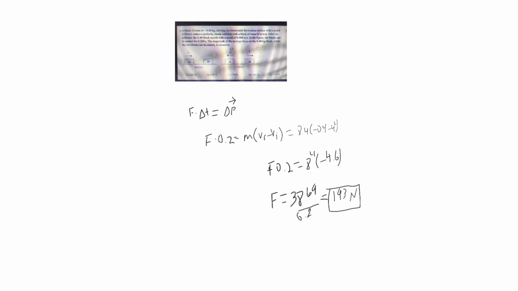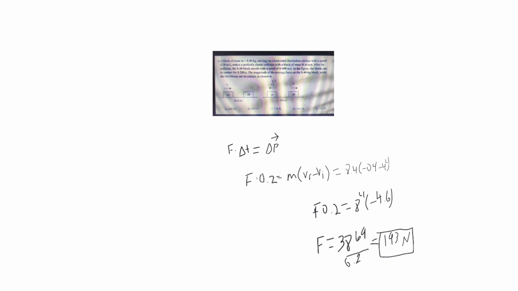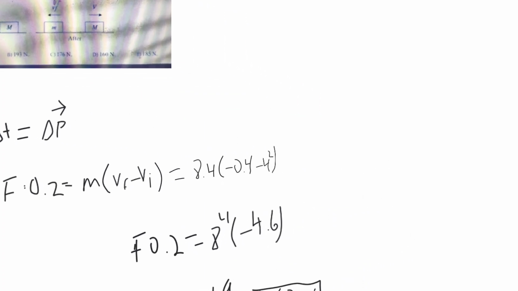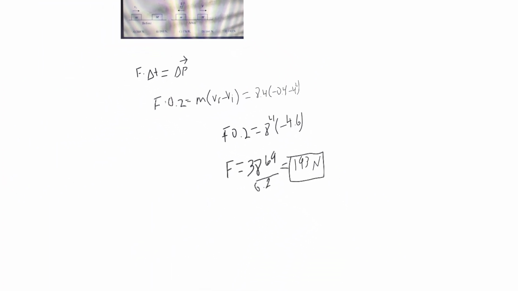So we have the force times 0.2, and then we fill in the mass, which is 8.4, and the final velocity, which is negative 0.4, minus the initial velocity, which is 4 here, and I believe this actually has to be squared. One moment, let me just recheck that. This is actually 4.2, my bad. 4.2, correct. This is actually supposed to be 4.2. That's the initial velocity, and then you solve for everything.